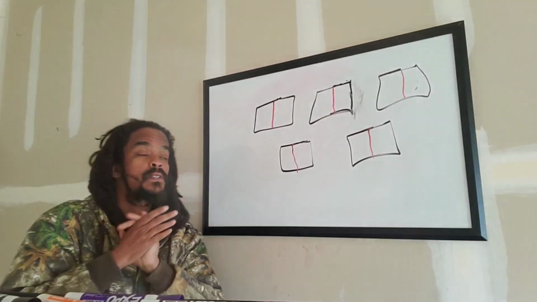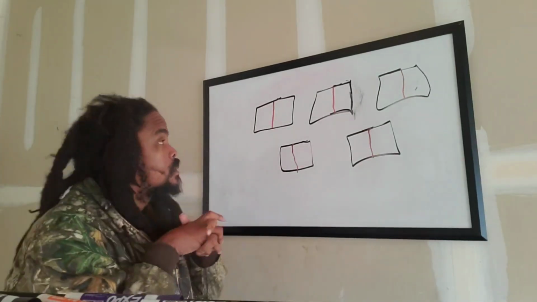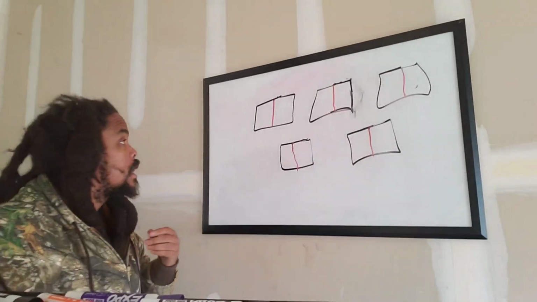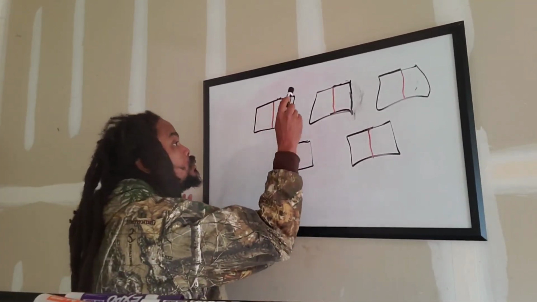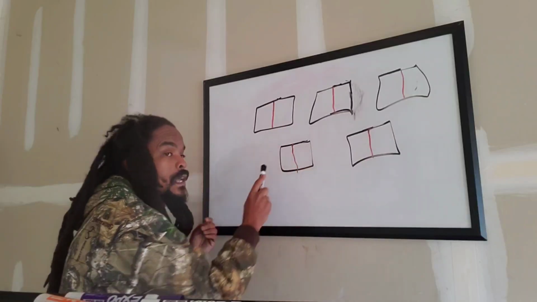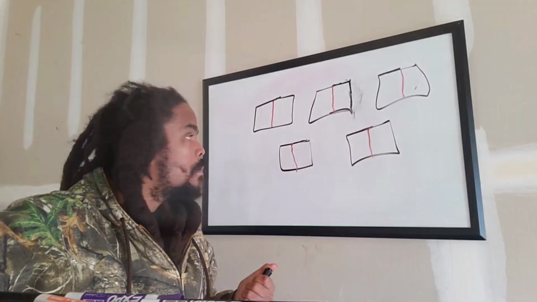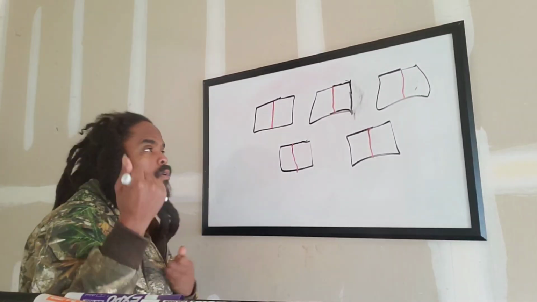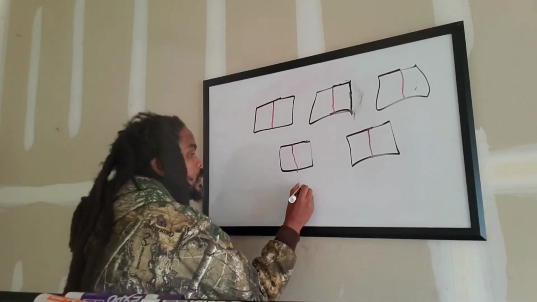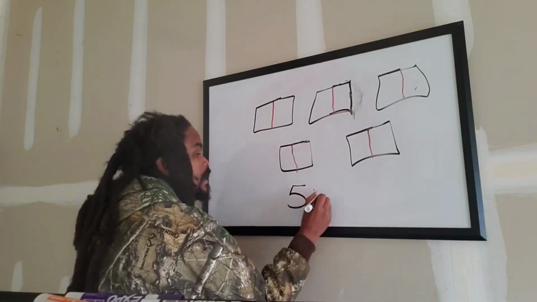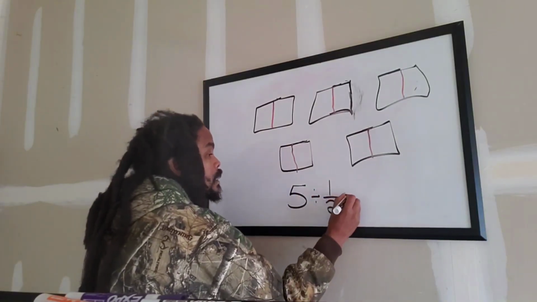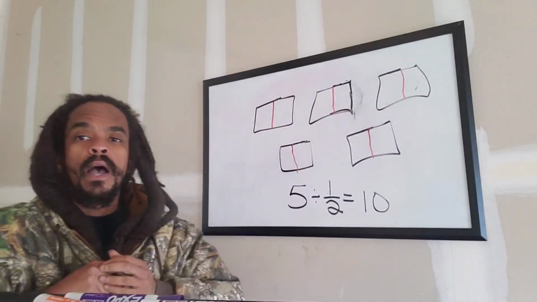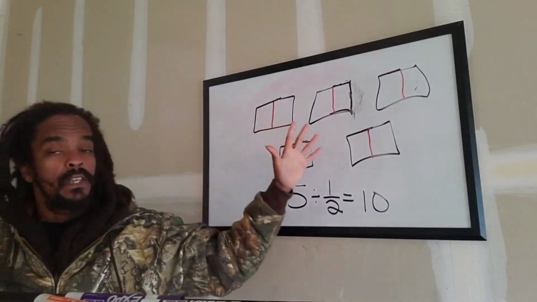All right, so we're representing this problem with a diagram. We start out with our 5. We represent our halves. So how many bows can we make? Let's count it out. 1, 2, 3, 4, 5, 6, 7, 8, 9, 10. So we got our amount of bows. And let's go ahead, we did that. 5 divided by 1/2 equals how many? 10, right?